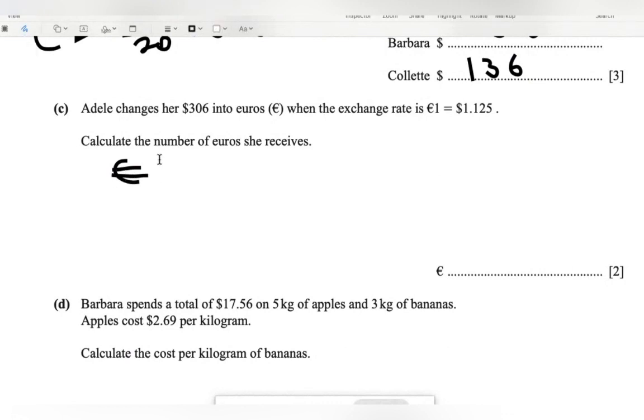€1 equal to $1.25. €1 equal to $1.125. Sorry, $1.125.